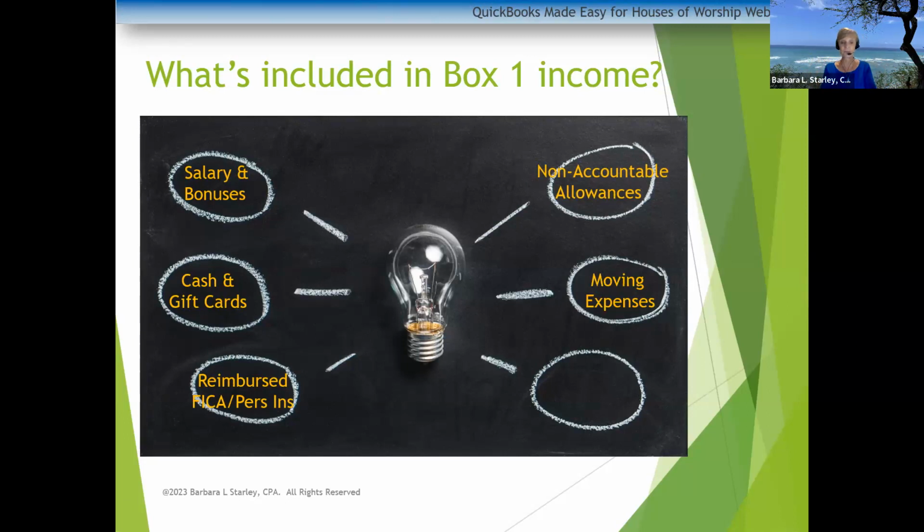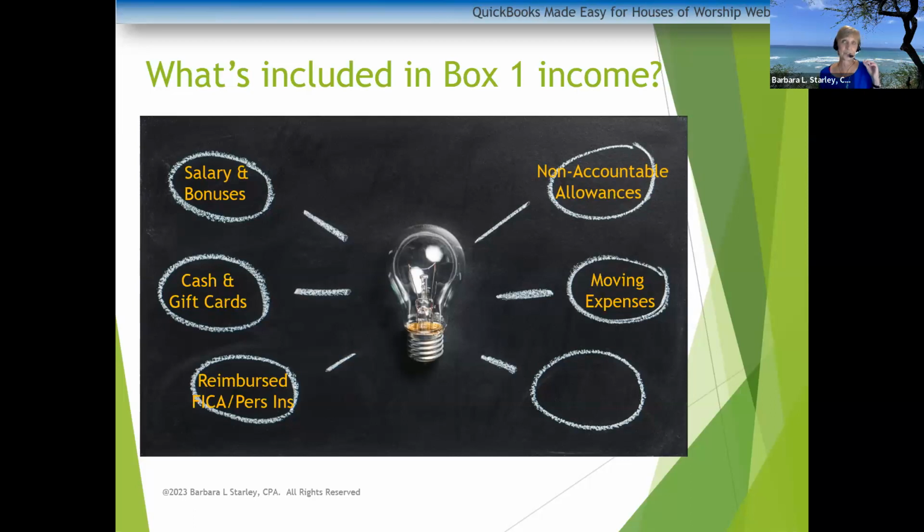If you say, well, we're going to give you a library allowance so that you can buy books to help you with your sermons and your research, if they don't have to provide accounting for that and receipts to back up that they've spent it for that purpose, it is income to them. We have to be really careful about that.